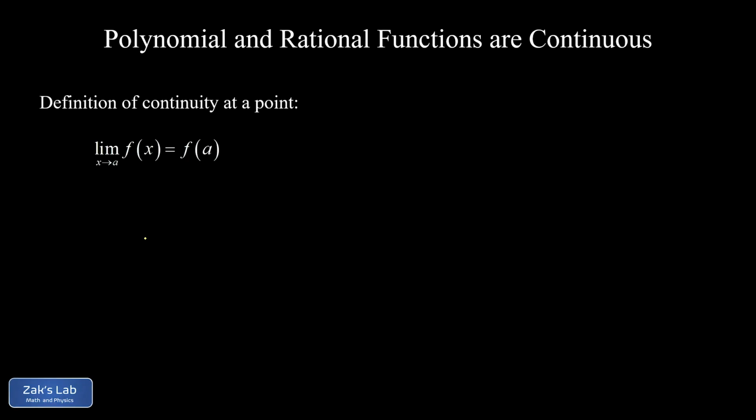And we discovered in that previous video that this simple definition prevents all sorts of possible discontinuities from occurring, including infinite discontinuities, jump discontinuities, and removable discontinuities. So it's a really clever definition. Okay, so first we're going to prove that polynomial functions are continuous.